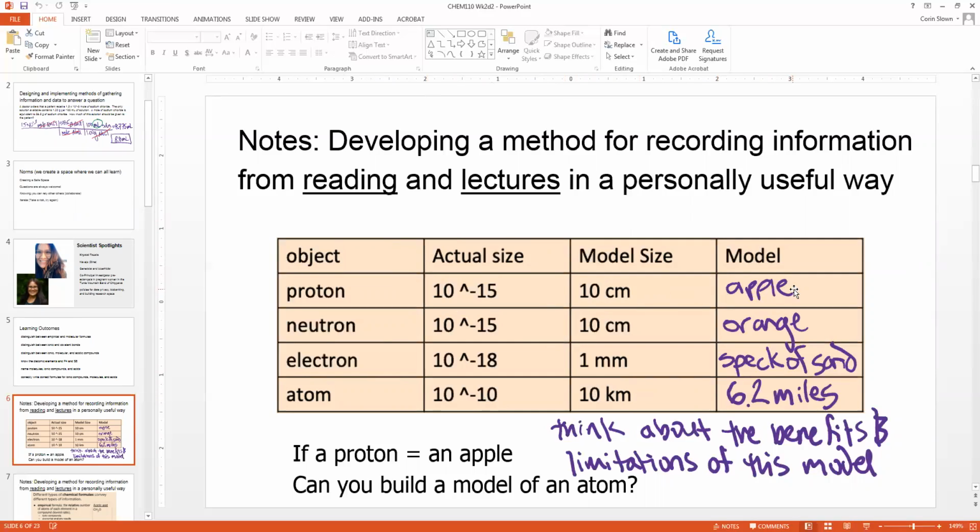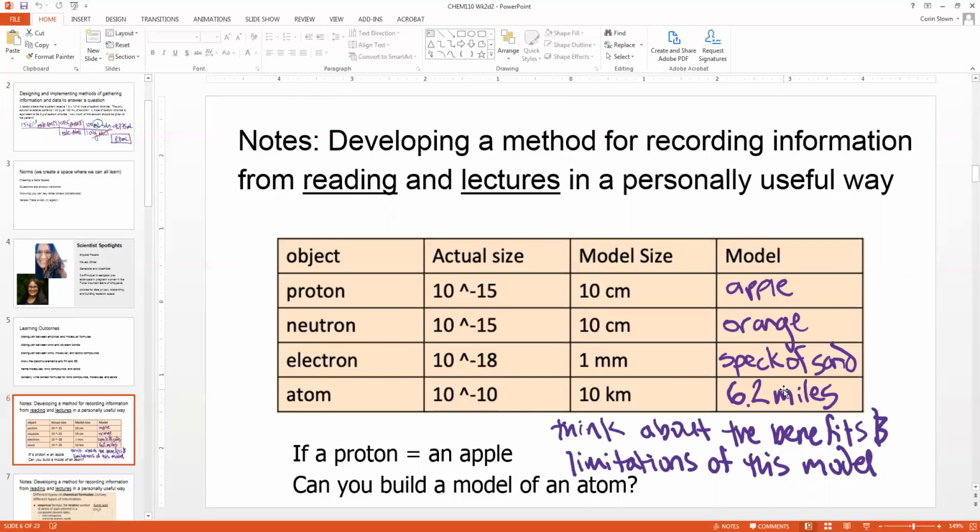So in this case, we're saying our proton would be an apple, and then you did some brainstorming together, and you came up with, say, for example, that a neutron could be an orange, that an electron could be a speck of sand, which means that our atom would be 6.2 miles.